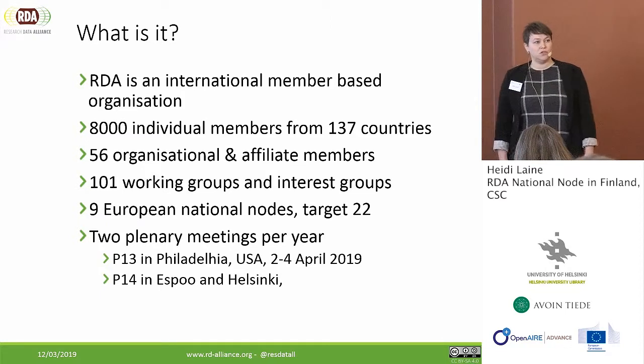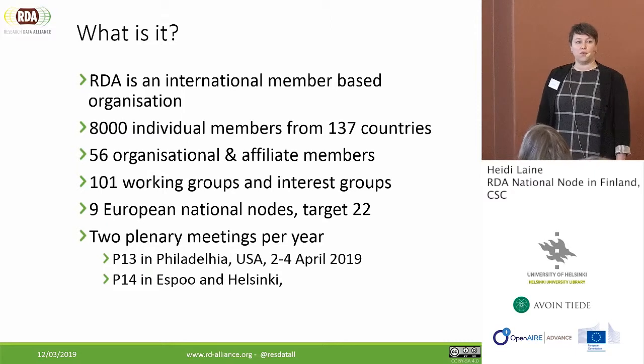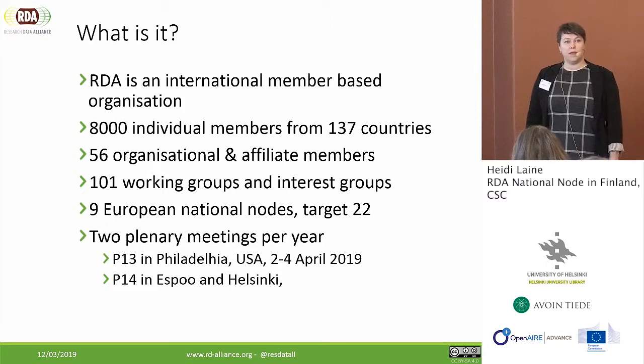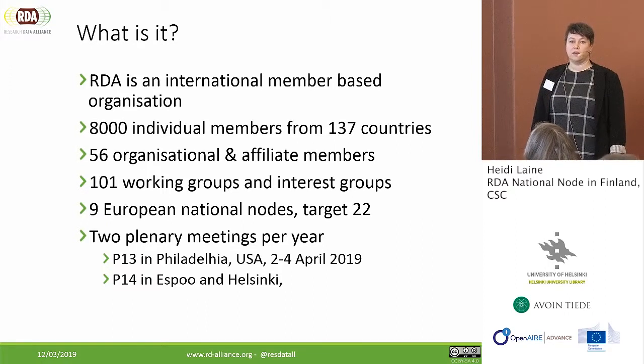A recent addition to the RDA layers of governance are the European national nodes. There are 9 of them currently. There is just now an open call for additional nodes, and then there will be one call more, and eventually the target is to have 22 national nodes, and the Finnish node is one of the current 9, the first wave of nodes.